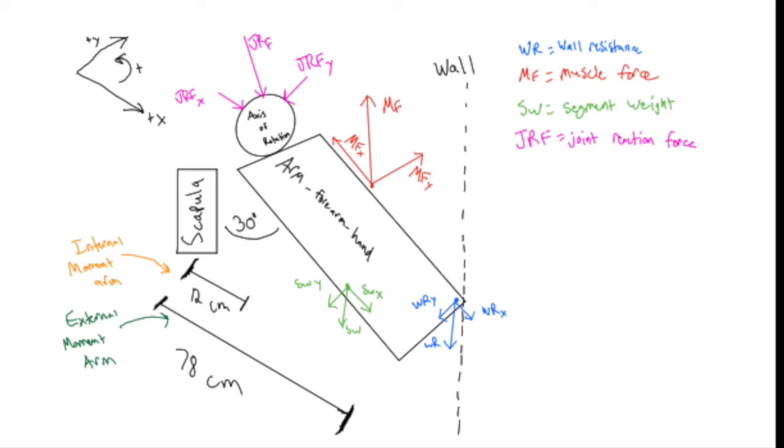The origin of the coordinate system is at the humeral head with the positive x-axis running along the segment distally and the positive y-axis running perpendicular to the x-axis superiorly. The lever being displayed in this video is classified as a third-class lever.